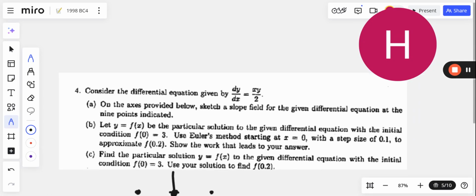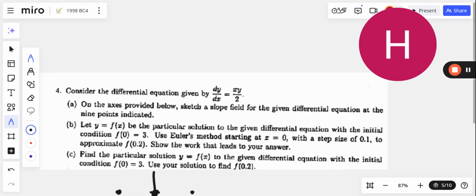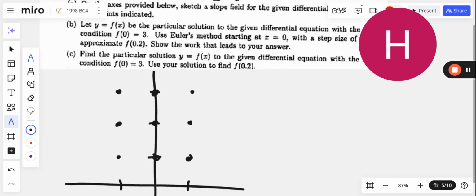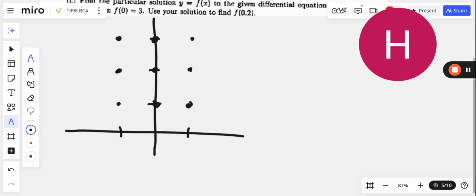Grab your notebook, grab graph paper, preferably a graph notebook, and go ahead and please label that from -1 to 1 on the x-axis, and from 1 to 3 on the y-axis.